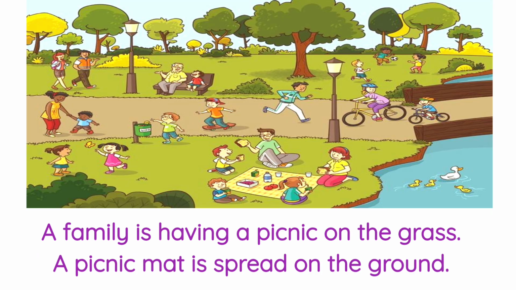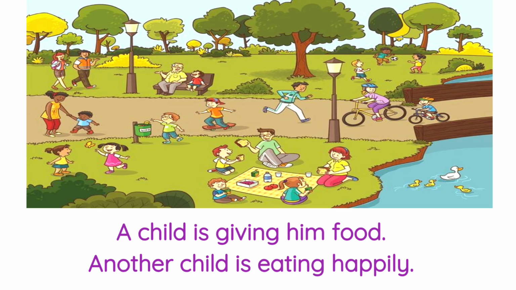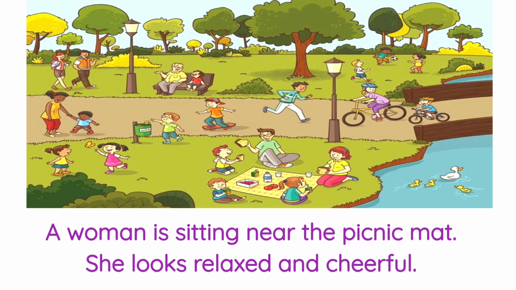A family is having a picnic on the grass. A picnic mat is spread on the ground. There are bottles and food items on the mat. A father is sitting and smiling. A child is giving him food. Another child is eating happily. A woman is sitting near the picnic mat. She looks relaxed and cheerful.